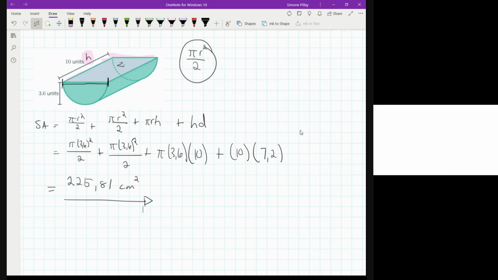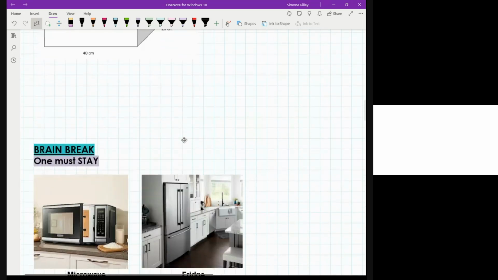Yes, Umar. Ma'am, why did you put centimeters instead of square units? You're right. You are actually right, because I didn't look. You are supposed to have it as units. Thank you, Umar. And then let's jump into a brain break.